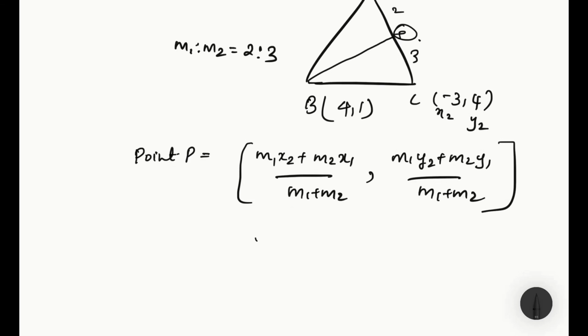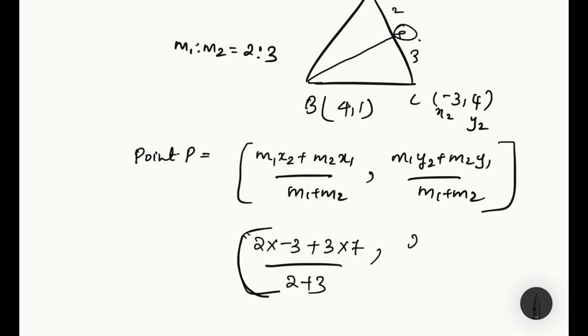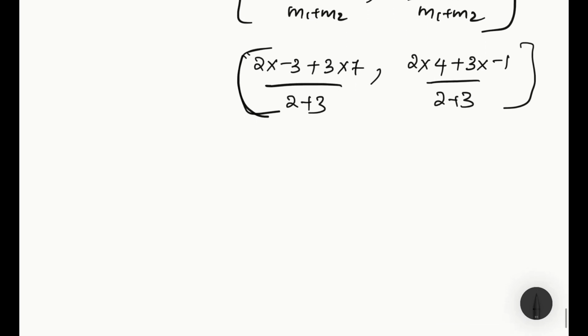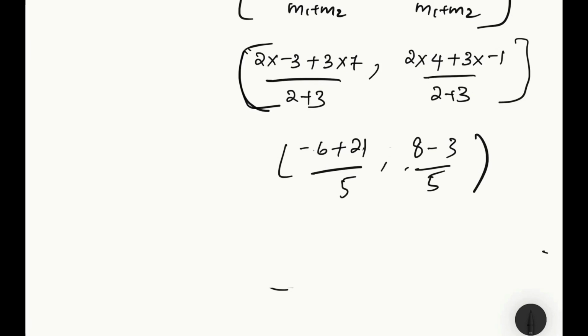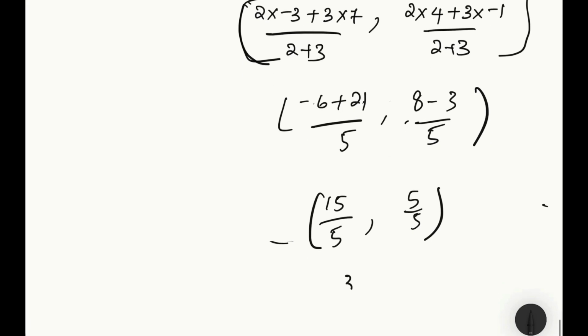So M1 is 2 into minus 3 plus 3 into 7, by 2 plus 3, and here we have 2 into 4 plus 3 into minus 1, by 2 plus 3. So what do we have? Minus 6 plus 21 by 5, and 8 minus 3 by 5. Minus 6 plus 21 is 15 by 5 and 5 by 5. So your answer is (3, 1).